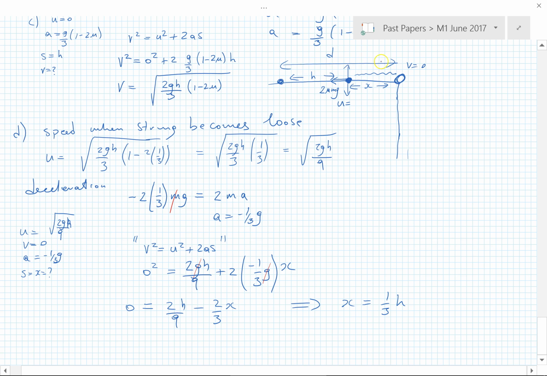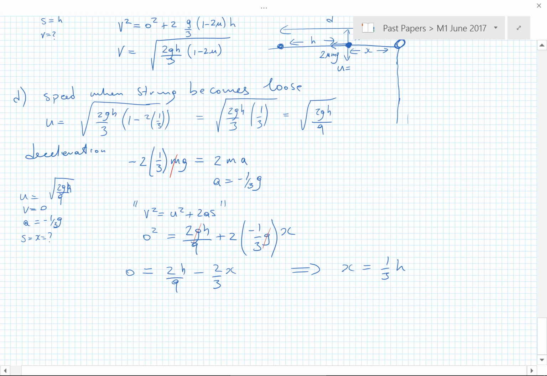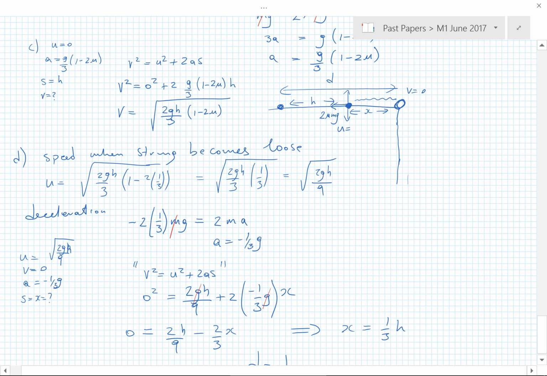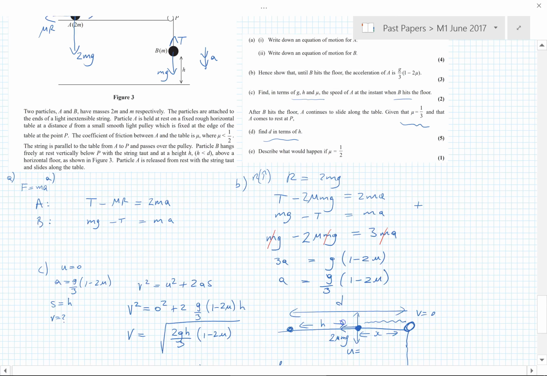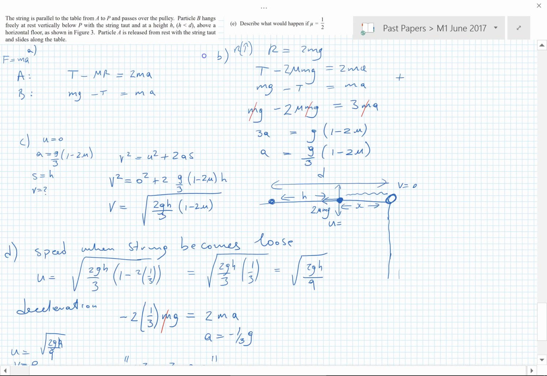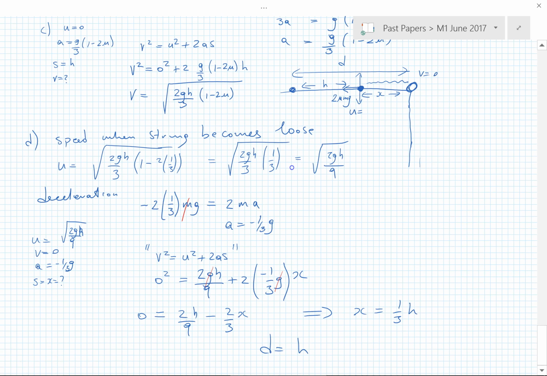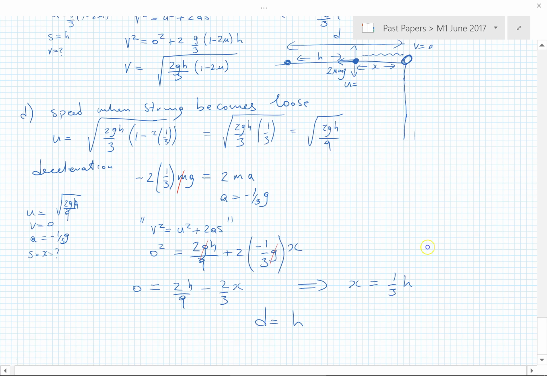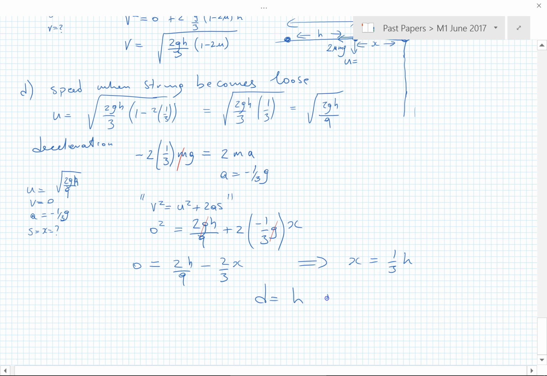So we can now write d in terms of x, because d is equal to the h it's travelled whilst the string is taut, in that accelerating phase going all the way back here, plus the bit whilst it's slowing down where the string has become loose, that's plus x. So d is equal to h plus a third h, so that's 4 over 3 h. Okay, so that's nearly done, the whole paper.